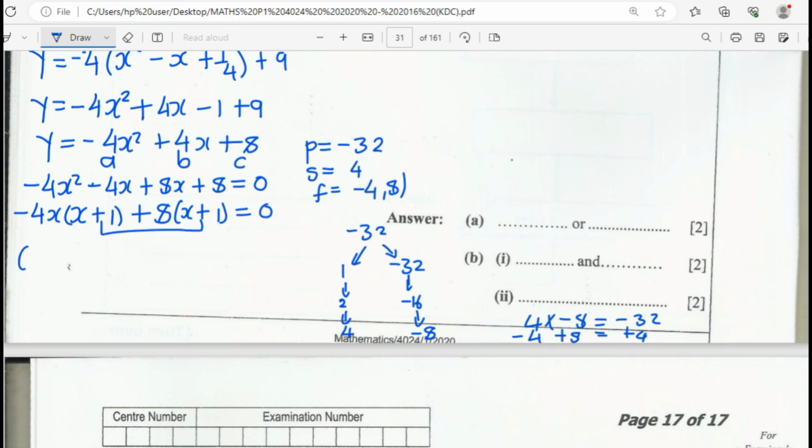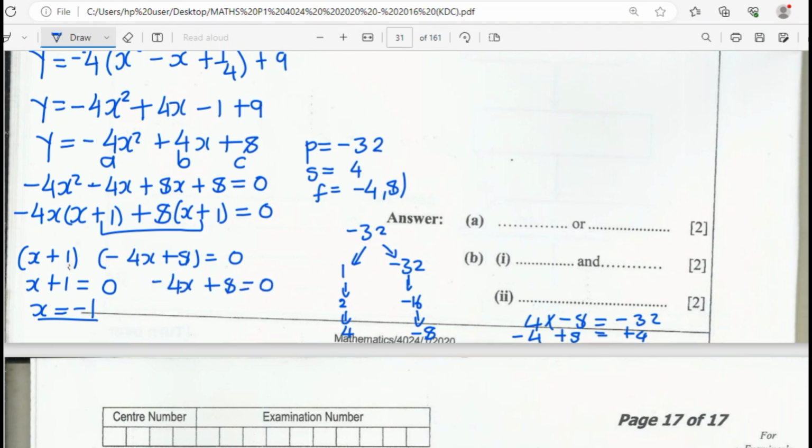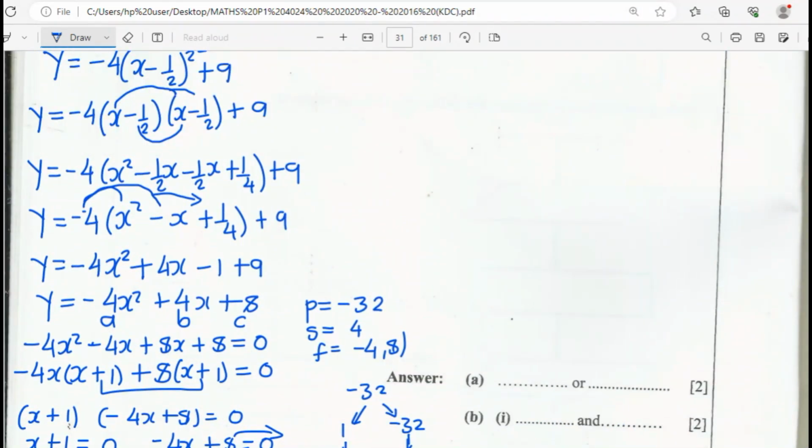So we can now get one of these two. Negative 4x plus 8 is equal to 0. So x plus 1 is equal to 0. So the first value of x is negative 1. Then here we get negative 4x plus 8 is equal to 0. Negative 4x is equal to negative 8. Shifting to the other side, over negative 4 over negative 4, x is equal to positive 2. So one value is negative, the other one is positive: negative 1 and positive 2.